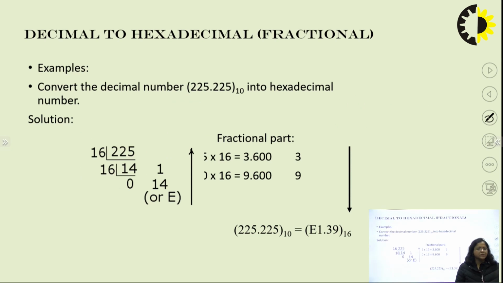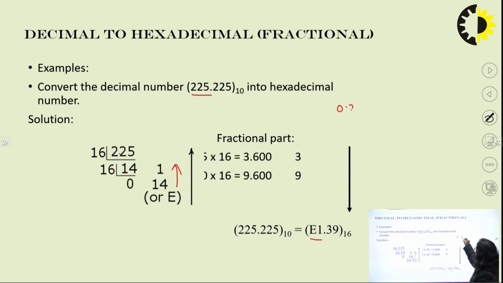We take one more example of decimal and we use the same routine. First, 225, the integer part, divided by 16. 225 divided by 16 is 14, and the remainder is 1. Then 14, so the answer will be E1.